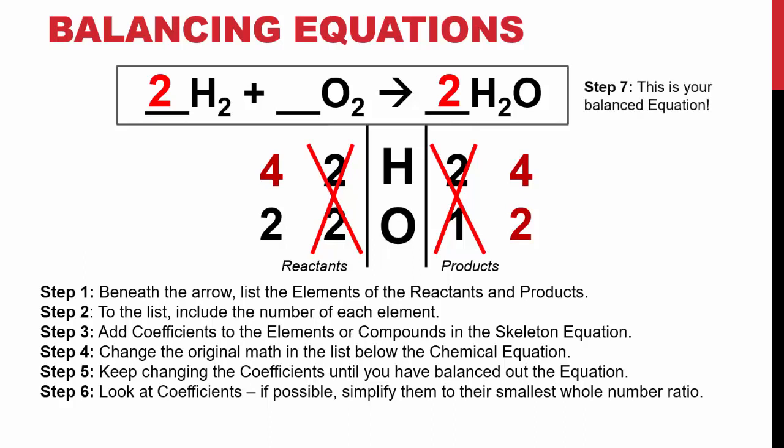So the very last step is to relook at what you did, and you're noticing that 2H2 plus 1O2 gives us 2 waters. This is our balanced chemical equation. This is also a synthesis reaction, where two things are being added together to create one type of product.